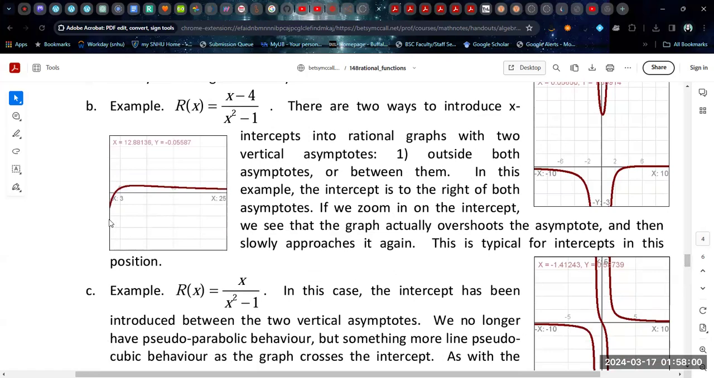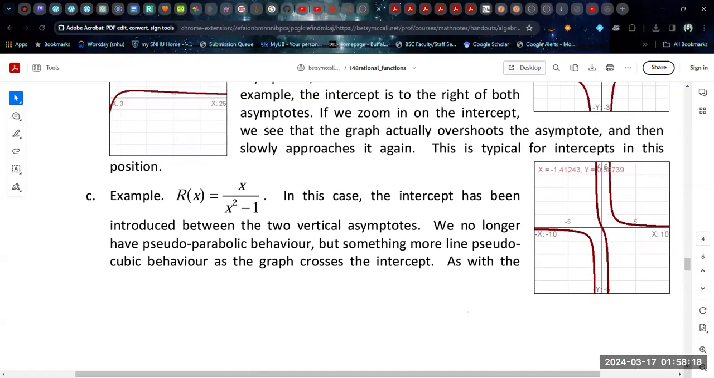And again, you can see that in some of these cases, you're actually going to cross the axis here. In this case, at x equals 4, that is your x-intercept. Now, in a case like this, again, we have 1x in the numerator. We're going to cross through the intercept.